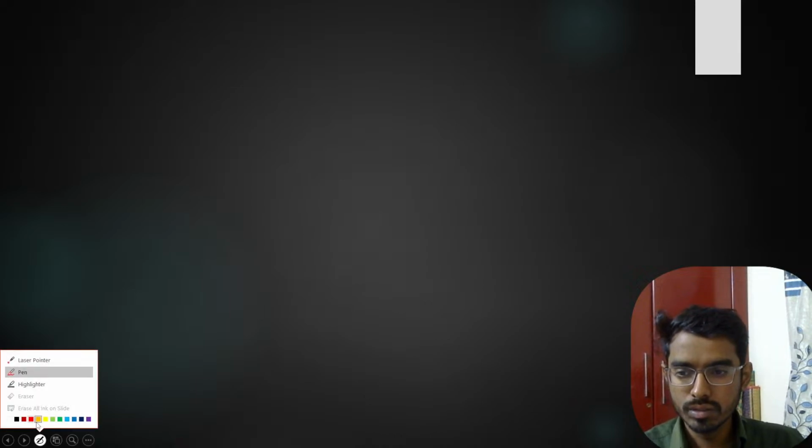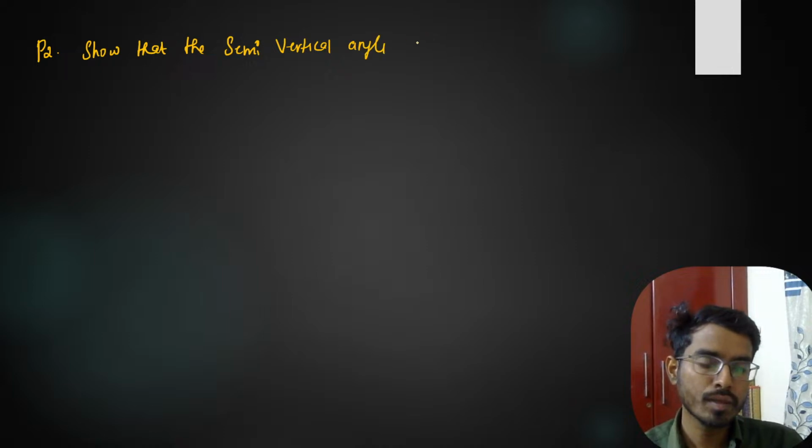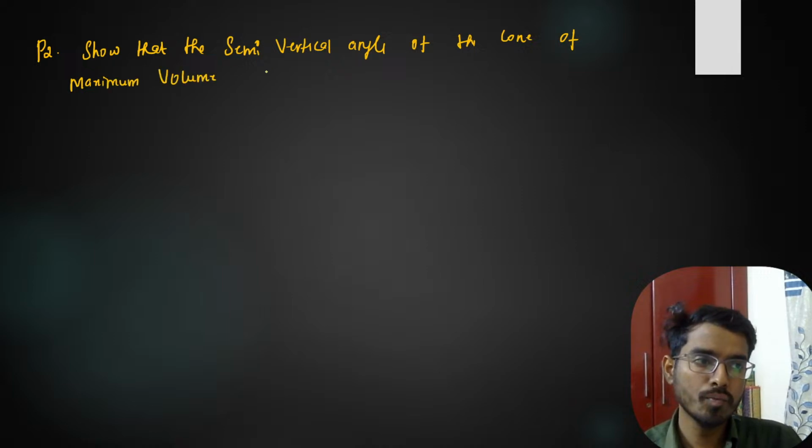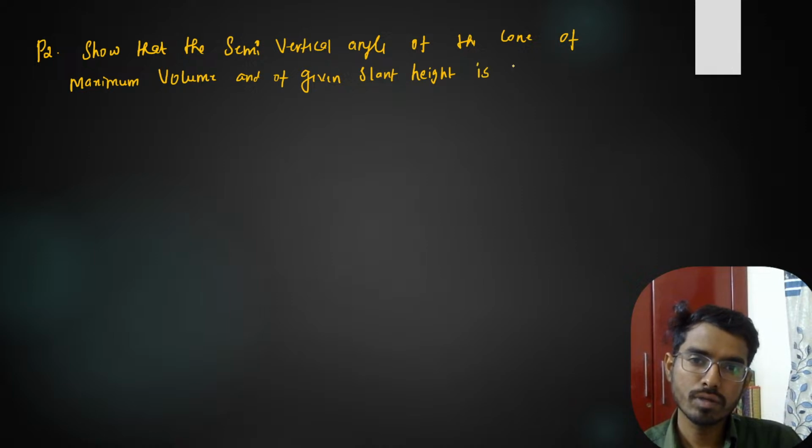Problem number 2. Show that the semi vertical angle of the cone of maximum volume and of given slant height is tan inverse of root 2.